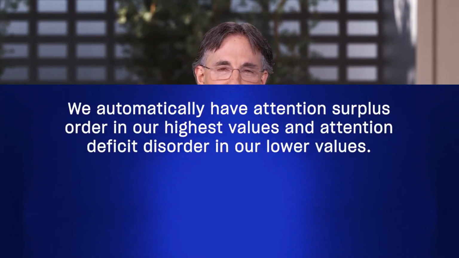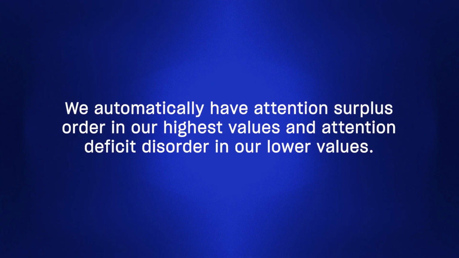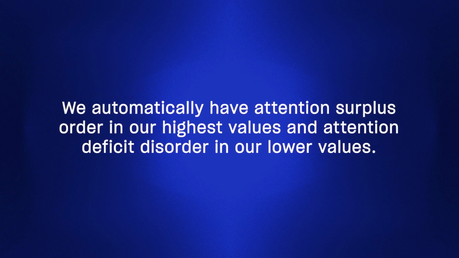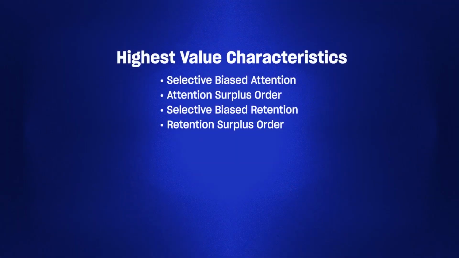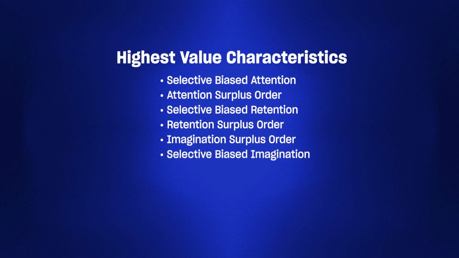But if all of a sudden somebody really important comes up to you and introduces somebody that's really going to help you fulfill your highest values, you'll say their name, you'll write it down, you'll make sure you absorb it, you'll recite it in your head, and you won't forget it. So we automatically have attention surplus order in our highest value, attention deficit in our lower values. So just alone, studying values for just that purpose of learning is going to be very empowering as we go through these lessons. You also have an imagination surplus order or a selective biased imagination.